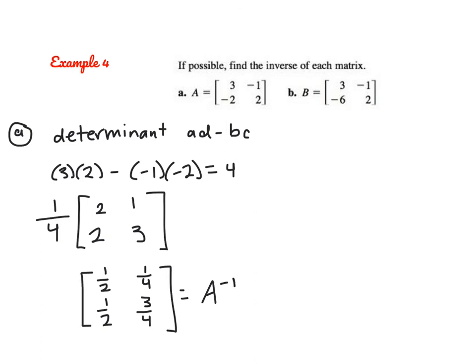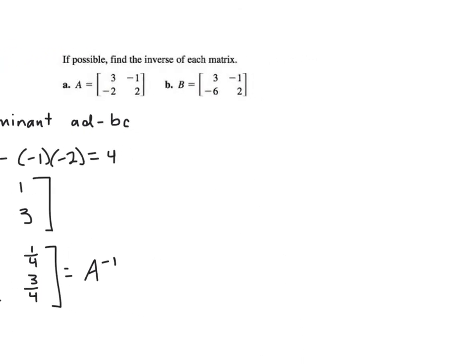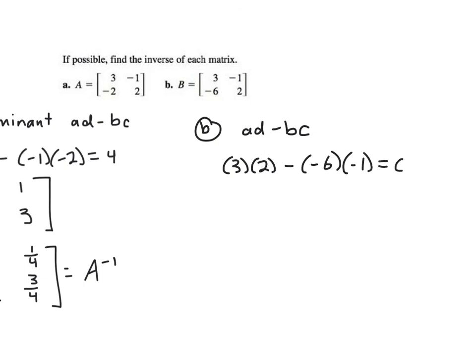Now for part B, let's start by finding the determinant again. Remember, A times D minus B times C. If we do that, it's 3 times 2 minus negative 6 times negative 1. So if you do that, it equals 0. Remember, our one requirement is that our determinant cannot equal 0, because if you go to plug it into the formula, you get something like this.